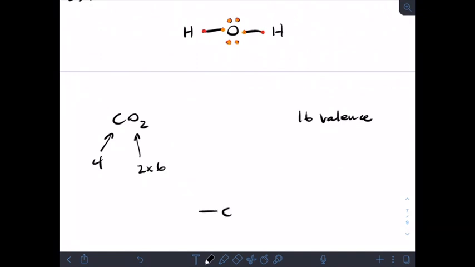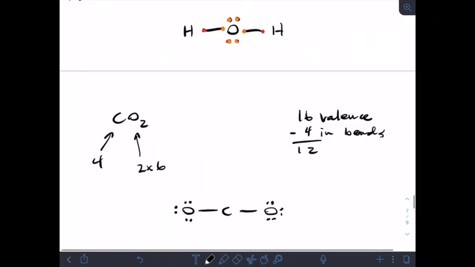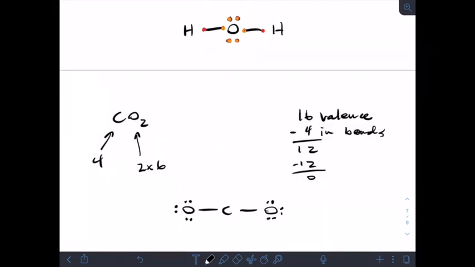I'm going to draw a skeletal structure with my least electronegative atom in the middle and make it symmetrical. Right? So I've drawn a structure with 4 electrons in the bonds, which means that there's 12 left to put on my molecule. I'm going to start with my outside atoms first, and I'm going to fill the octets. Okay, which takes care of all of the electrons. So nothing left to put on my central atom.